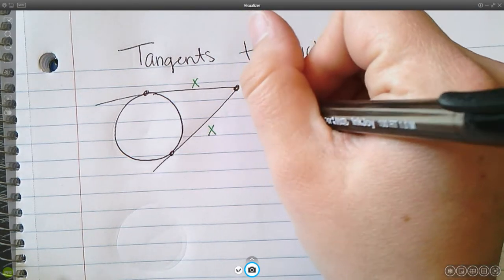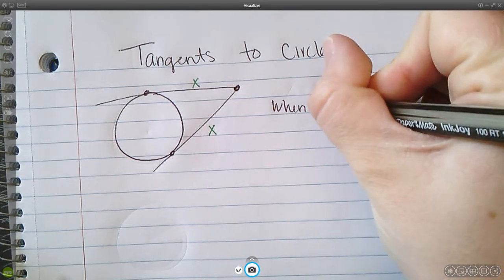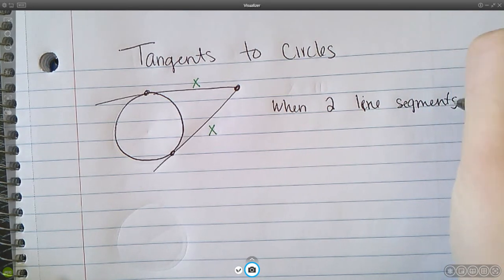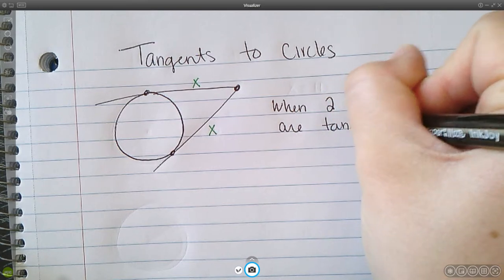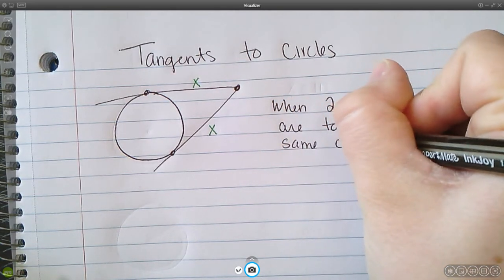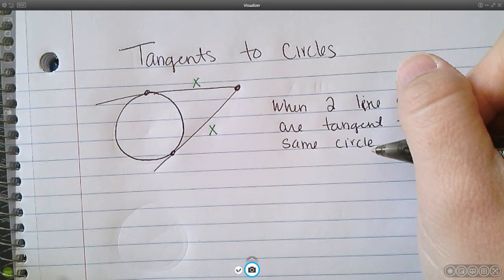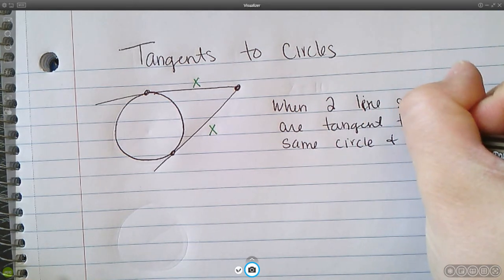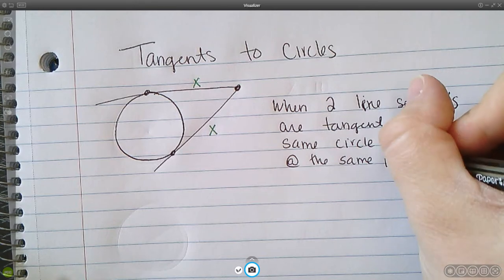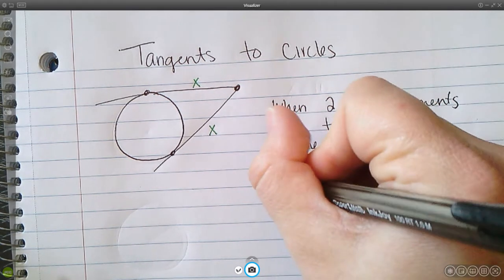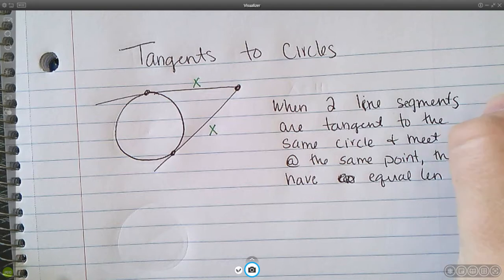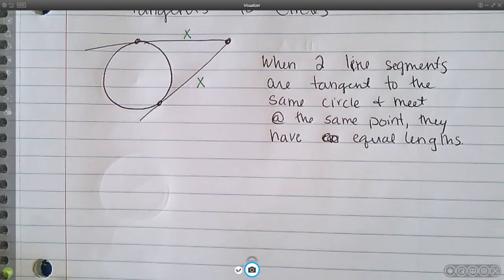So we can write that. When two line segments are tangent to the same circle and meet at the same point, they have equal lengths. Okay, so let's look at an example.